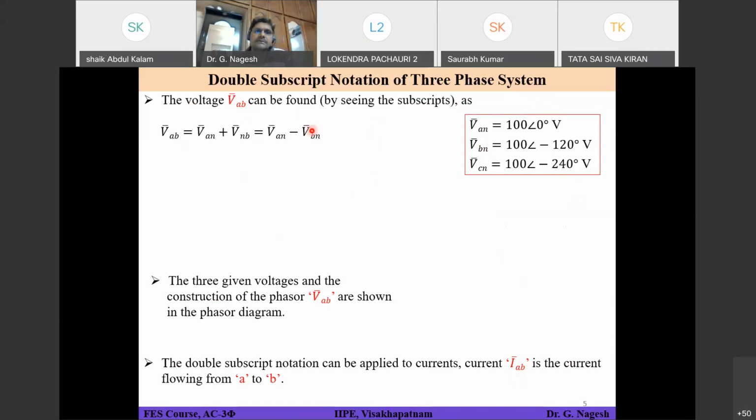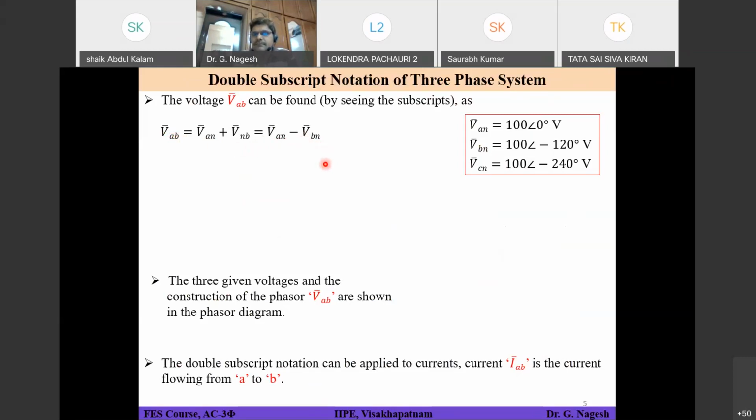The voltage VAB can be found by seeing the subscripts. That means VAB is equal to VAN plus VNB, or VAN minus VBN, right? So what it means, VAB is the voltage of phase A with respect to phase B. That's what we are talking about. The first subscript is phase A, so we are talking about the voltage of phase A with respect to phase B. Okay, so VAB can be represented as VAN plus VNB or VAN minus VBN.